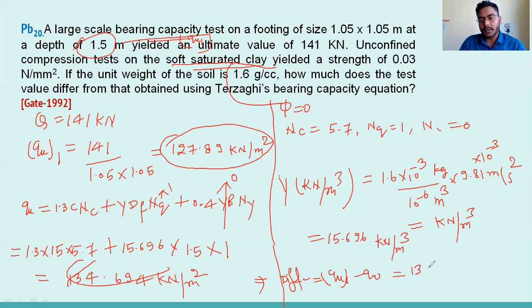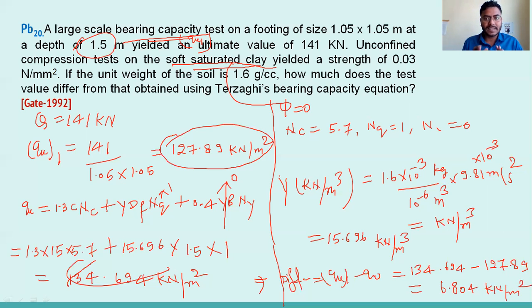We get 134.694 minus 127.89. You will get 6.804 kilonewton. So you can see the difference is about 6.81. It means, according to this data, we can say the ultimate bearing capacity by Terzaghi theory gets some higher value.